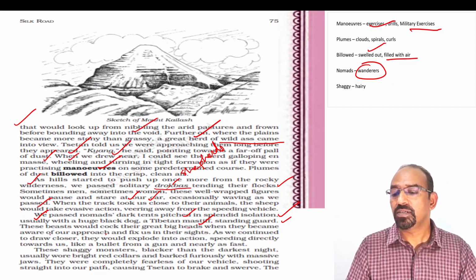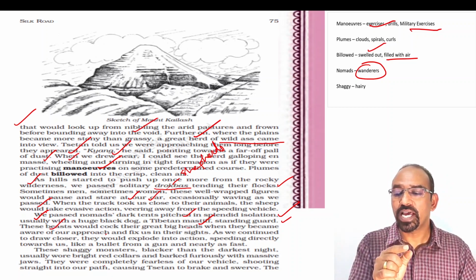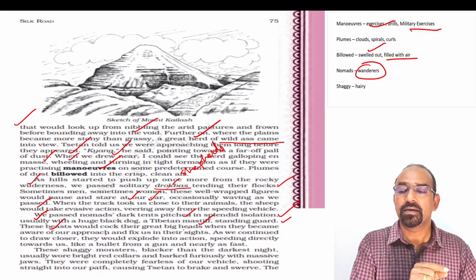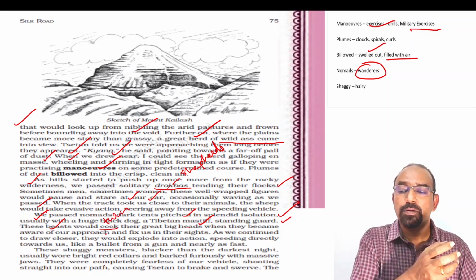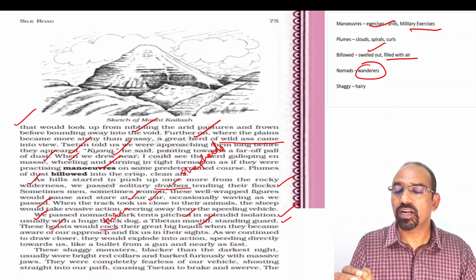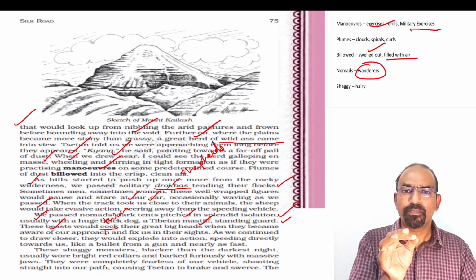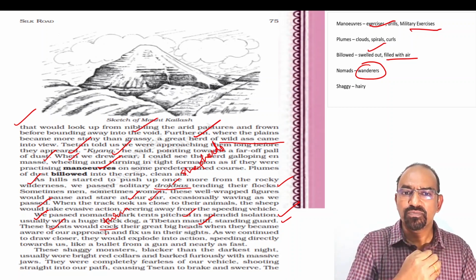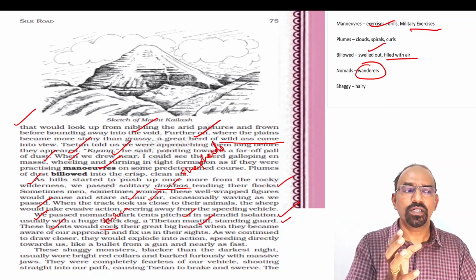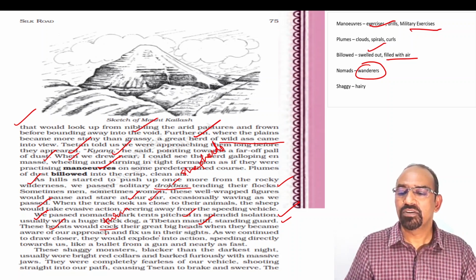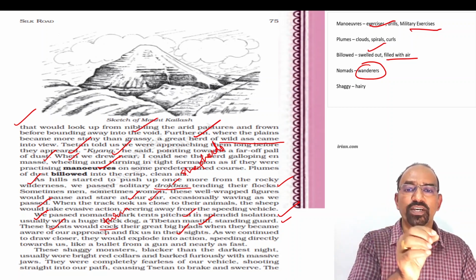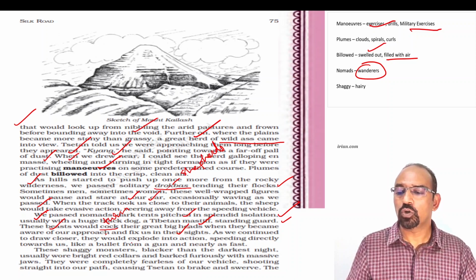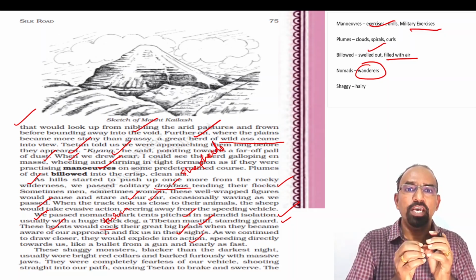This beast here means these dogs, these animals would cock their great big heads. Cock means they turn. They turned their great big heads when they became aware of our approach. When these Mastiff dogs became aware of an approaching vehicle, they slowly turned their heads and fixed us in their sights. As we continued to draw closer, they would explode into action.